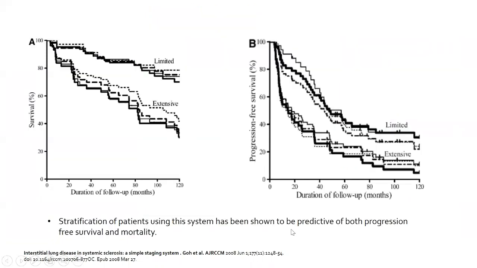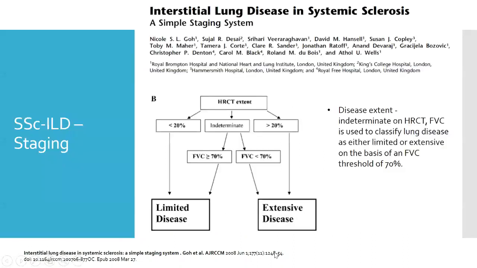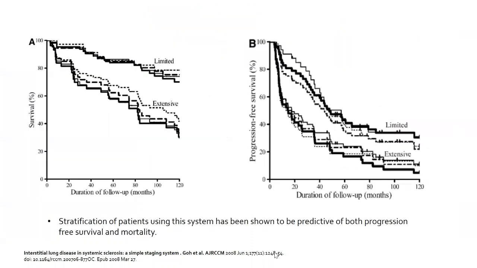And after putting these patients into these limited and extensive groups, they followed them up and looked at survival and progression-free survival. The stratification by these limited and extensive subgroups has been shown to be predictive of both progression-free survival and mortality. So this is essentially putting it all into perspective, combining the HRCT findings and FVC, and then stratifying scleroderma ILD into the limited and extensive subtype really helps in prediction of how these patients are going to progress over time.